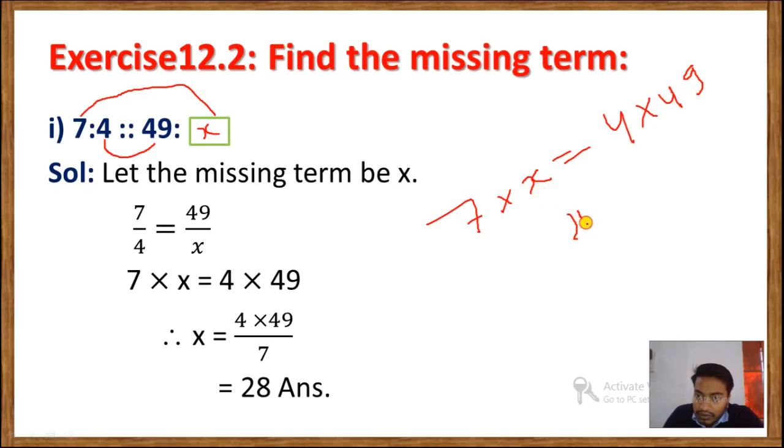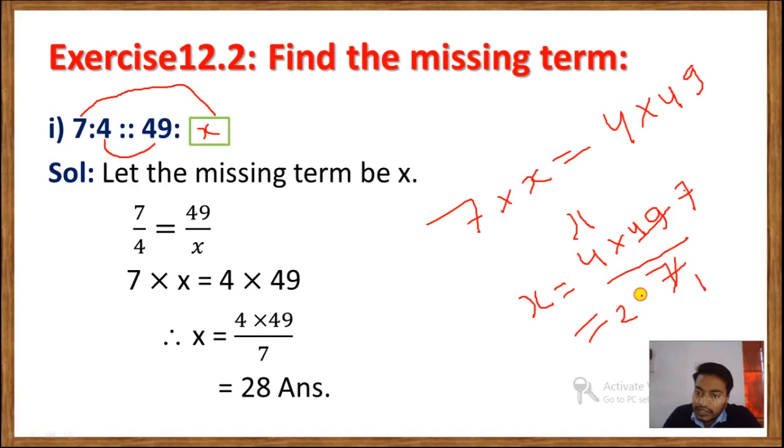So x equals 4 into 49, and the coefficient of x is 7, so divide by 7. Now 7 1 is 7, 7 7 is 49. Now 7 into 4, so x is equal to 28. So this is how we can solve using the first method also. Understood now?